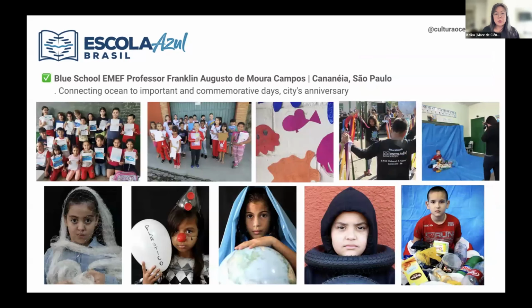This other school, Franklin Augusto de Moura campus, is from the municipality called Cananéia, in the southeast region in the state of São Paulo. And they are one of the first blue schools here in Brazil. They still are a blue school.